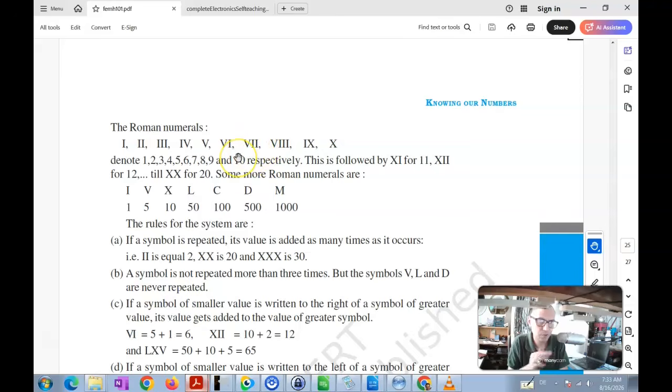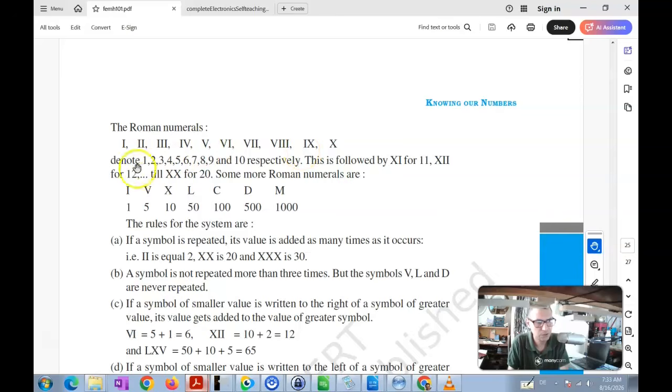A 7 would be a 5 and a 2, so you write the 5, and then on the right hand side you write a 2, meaning 2 ones. An 8 would be a 5 and a 3, so you write a 5 and then 3 ones, all added together, that makes an 8. And then a 10 would be just an X, and a 9 would be a 10 minus 1, so you write your 10 and then you subtract the 1 from it, in that you write the 1 on the left hand side.